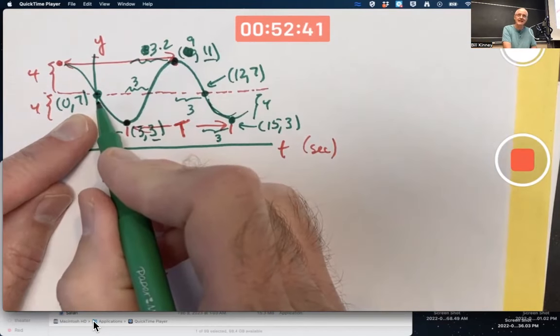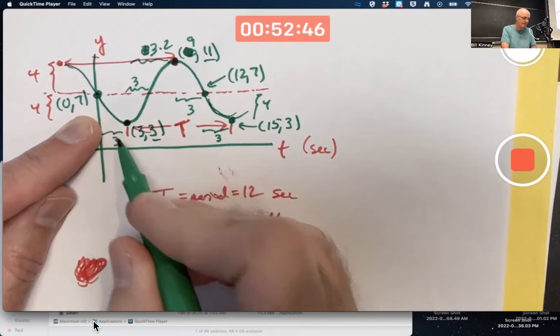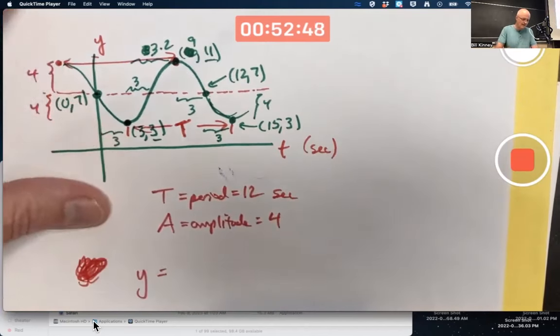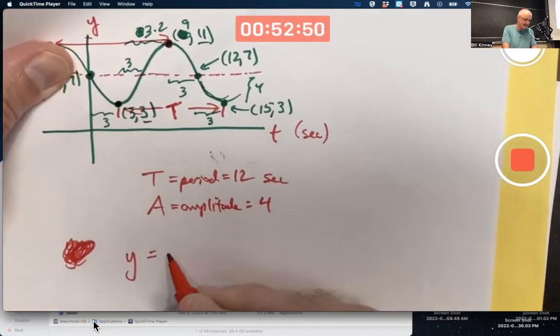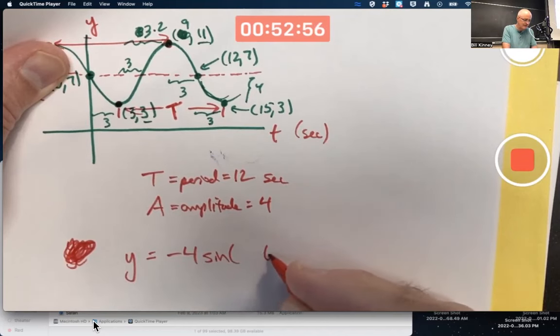It's going to be best to use the sine function, sin, with a negative sign in front of it. Because it's starting at the midline, sine is easiest. Because it's going down, we need a negative sign in front of it. So we write negative the amplitude times sine of something times t.